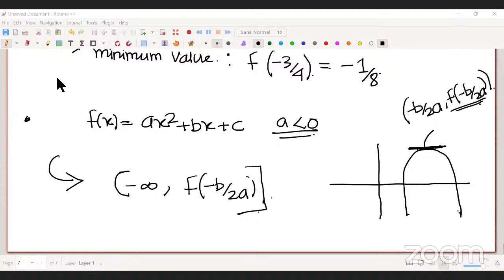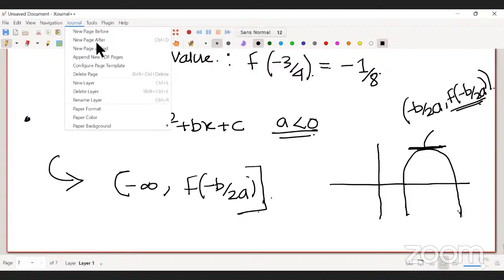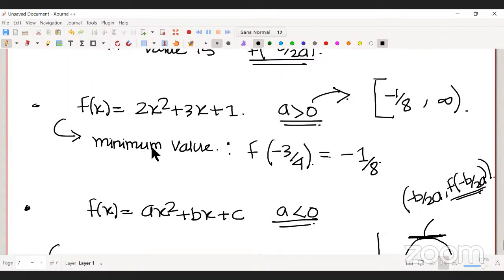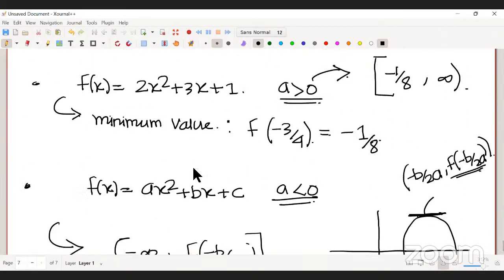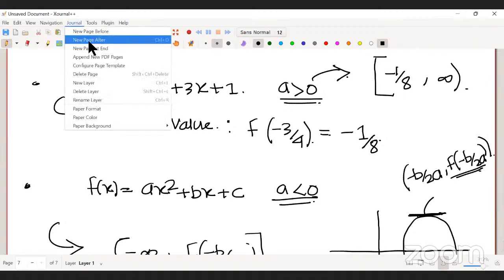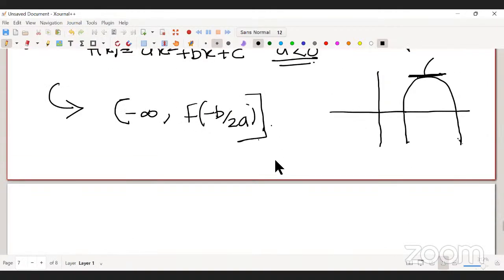So I guess these are the things which are crucial for you to solve any problem related to parabola, because that is what you need to find in most cases. Most of the time, you need to find the vertex, and once you get the vertex, you can solve most of the problems related to parabola.